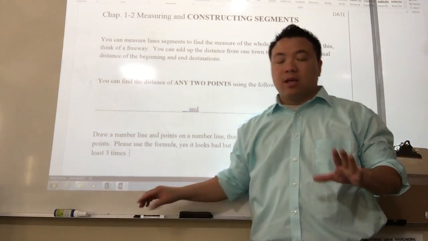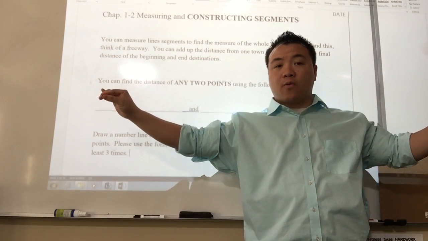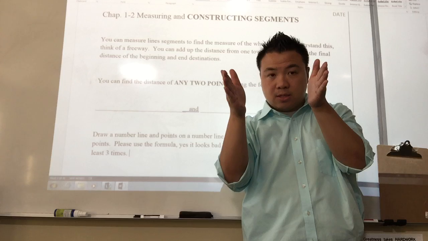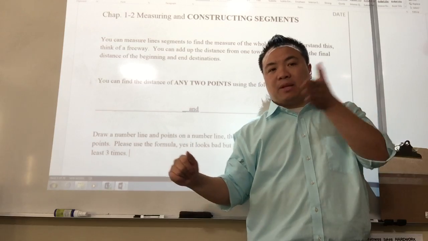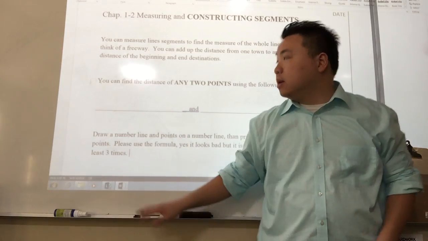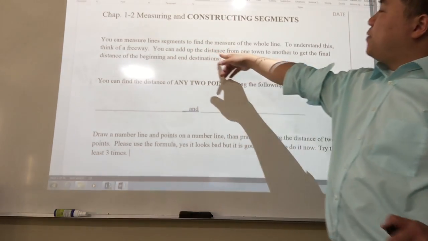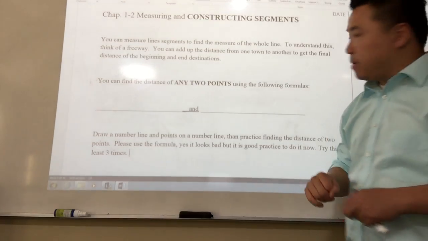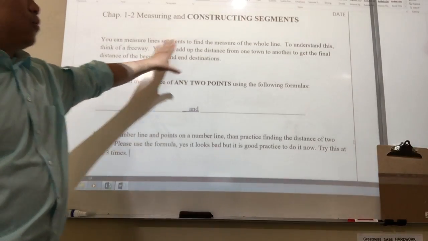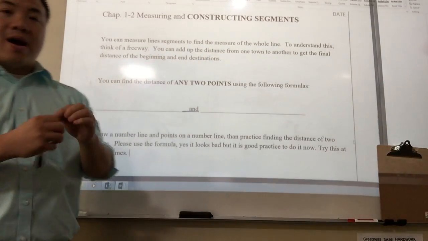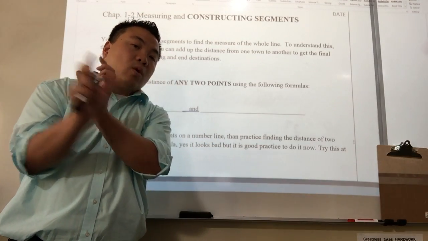Now, segments, if you remember from last time, a line goes on forever. A segment is just a part of it. Okay? So think about like the earth going on forever, and a segment is driving from one distance to another, just a small segment. You can measure line segments to find a measure of the whole line. So you just keep adding those segments. To understand this, think of a freeway. You can add up the distance from one town to another to find the distance of a line. So you take the little segments, you add them all up, and it equals the whole line, okay?